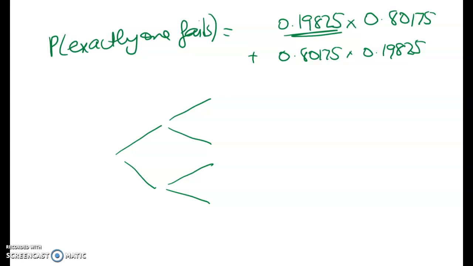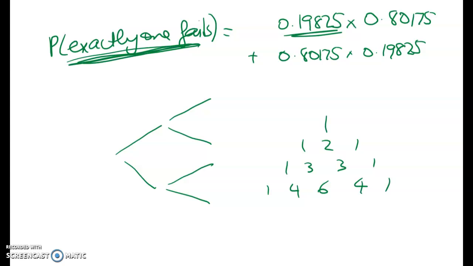Okay, but you could write a harder question for yourself from this one: if you had 6 batteries in a really fancy torch, what are the chances that exactly 3 fail within 2 years? Then you're going to be using your Pascal's triangle stuff to figure out how many ways there are. So here we've got the probability of exactly 1 fails. So we're in this row of Pascal's triangle, and that's the number of ways there are.